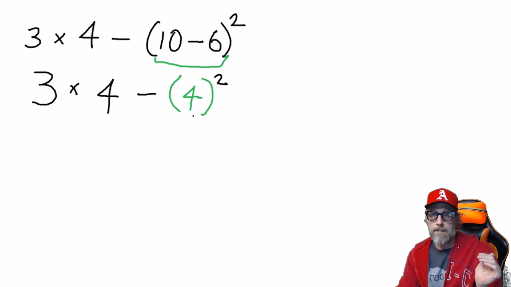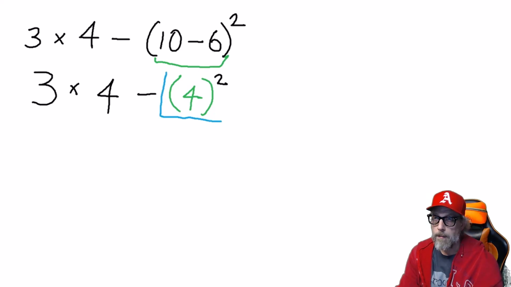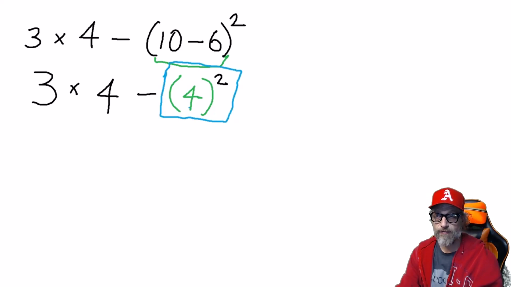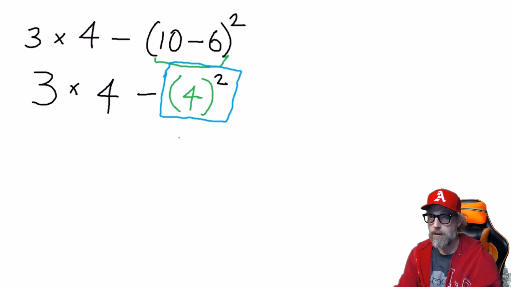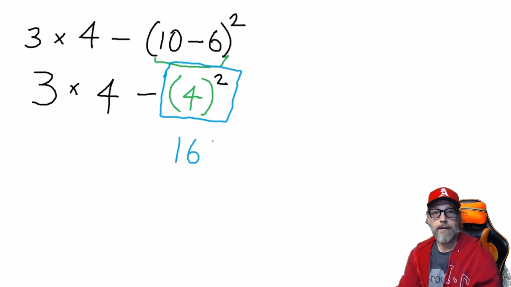Our next step is exponents. I'll box what I'm about to calculate or evaluate. 4 to the power of 2 is 16, and I'll recopy. It keeps me on path.